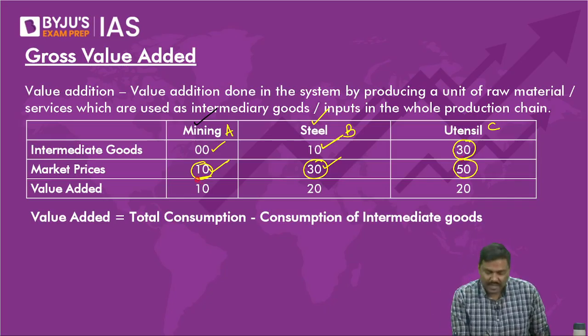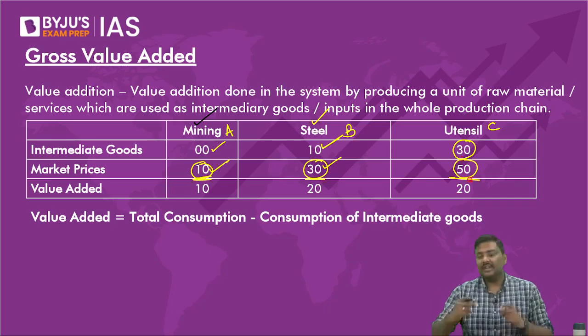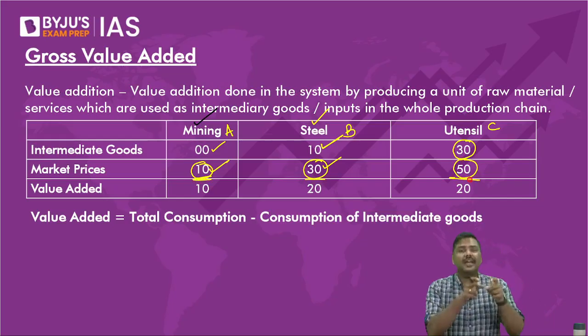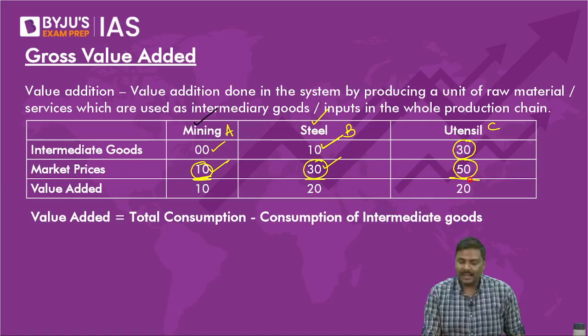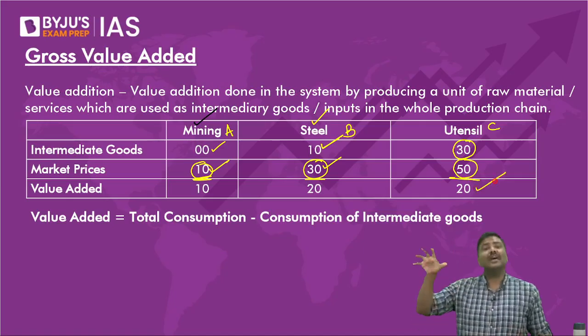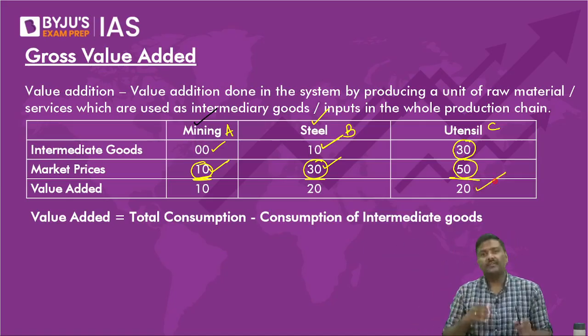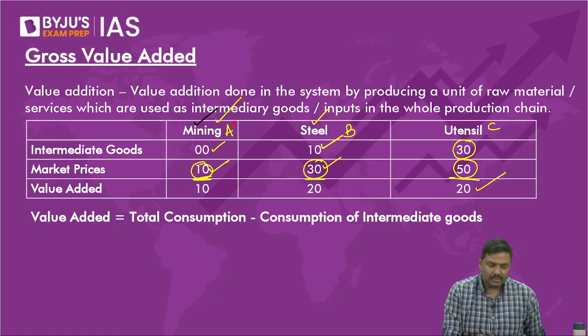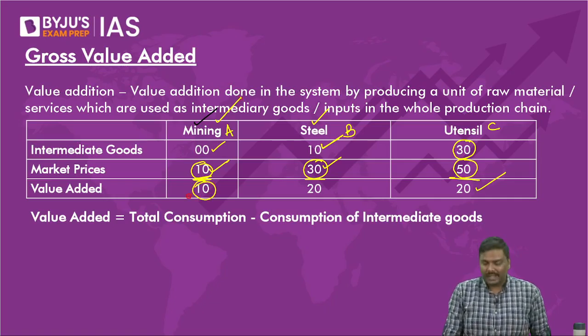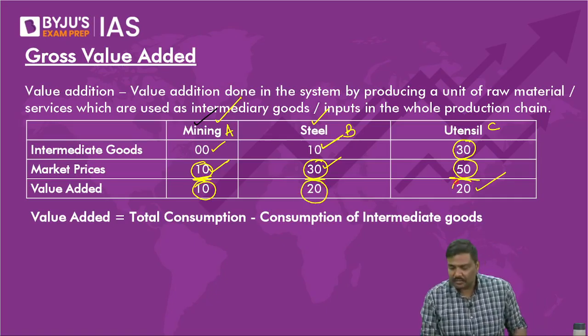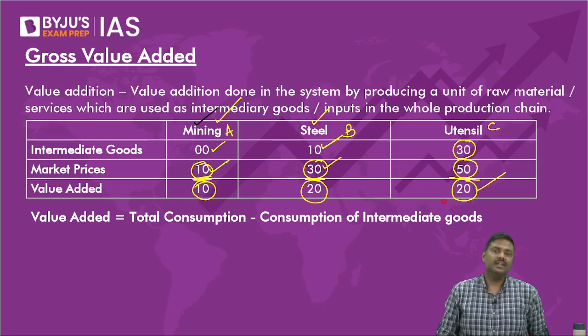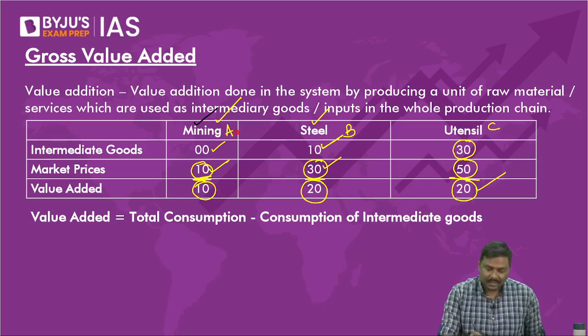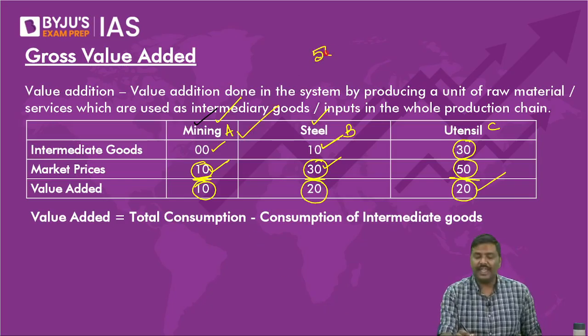So what we will do is calculate the value addition done at every step, and that will give us the gross value addition. In step 1, value addition is 10 rupees. In step 2, value addition is 20 rupees. In step 3, value addition is again 20. So the total value addition done in this sector is 50 rupees.